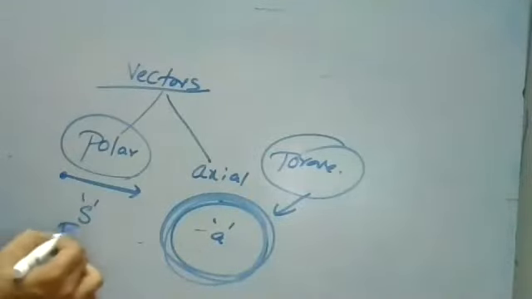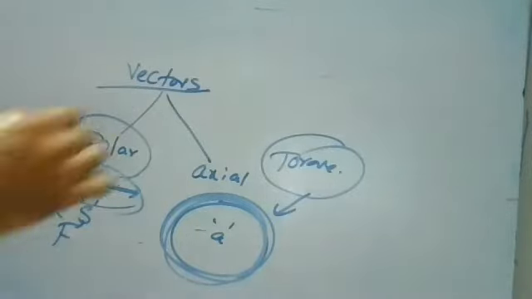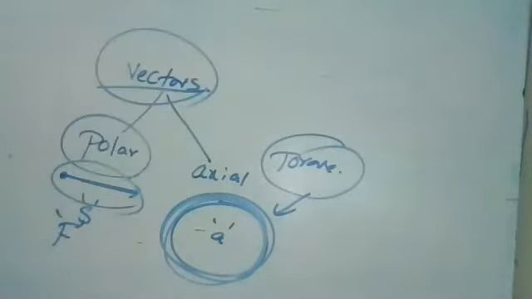For polar vectors, we can discuss displacement, force, and work. Things we relate to a straight line are your polar vectors. So vectors are divided into two, polar and axial. Polar is related to a straight line and axial is related to angular position. These are your divisions.